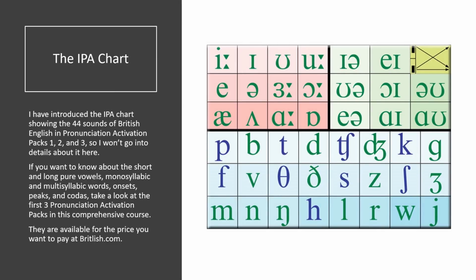The IPA chart. I've introduced the IPA chart showing the 44 sounds of British English in Pronunciation Activation Packs 1, 2 and 3, so I won't go into details about it here. If you want to know about the short and long pure vowels, monosyllabic and multisyllabic words, onsets, peaks and codas, take a look at the first 3 Pronunciation Activation Packs in this comprehensive course.